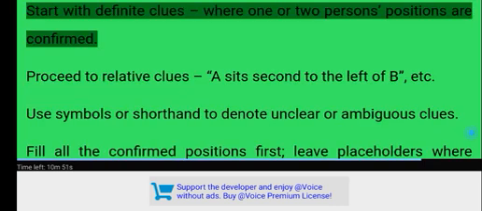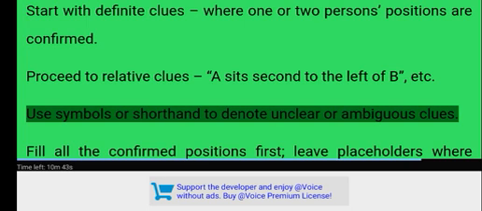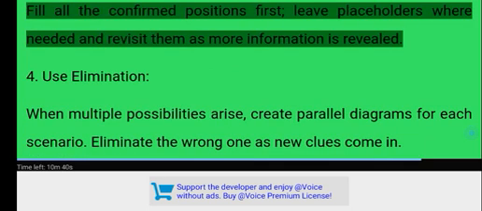3. Clue decoding order. Start with definite clues, where one or two persons' positions are confirmed. Proceed to relative clues, A sits second to the left of B, etc. Use symbols or shorthand to denote unclear or ambiguous clues. Fill all the confirmed positions first, leave placeholders where needed and revisit them as more information is revealed.